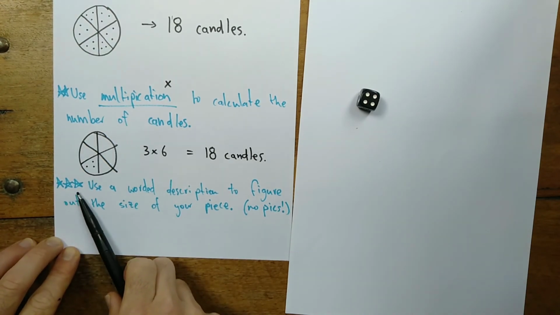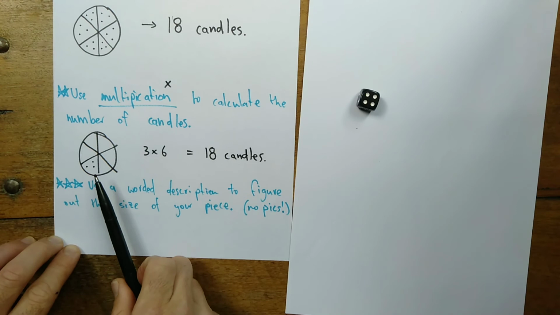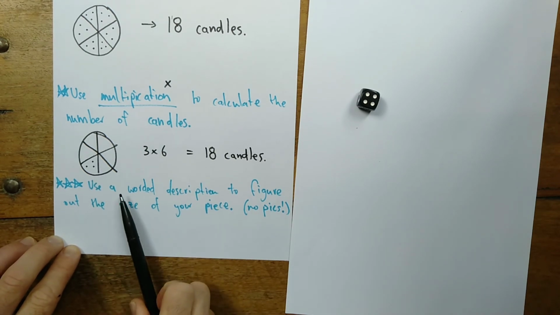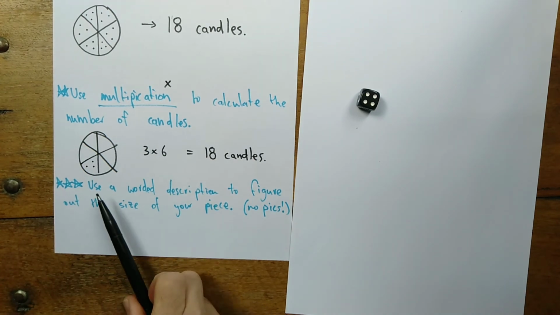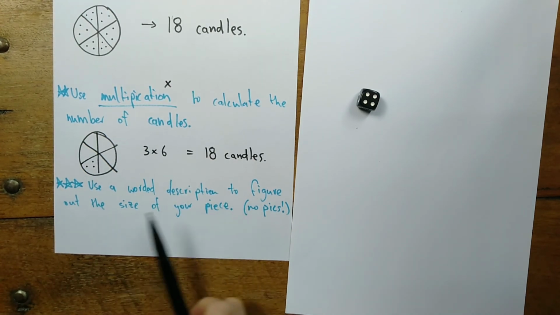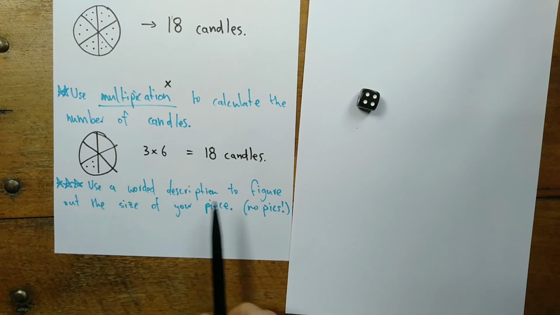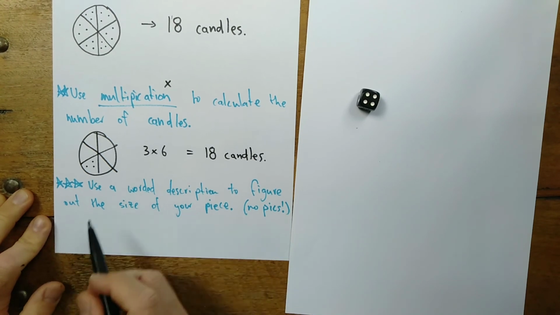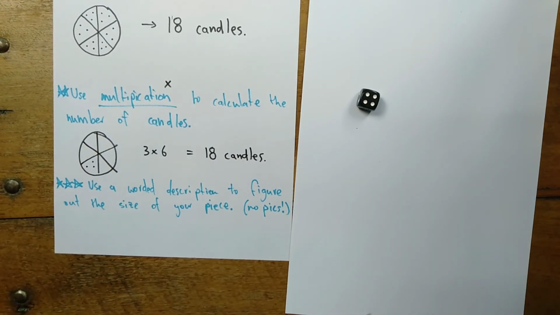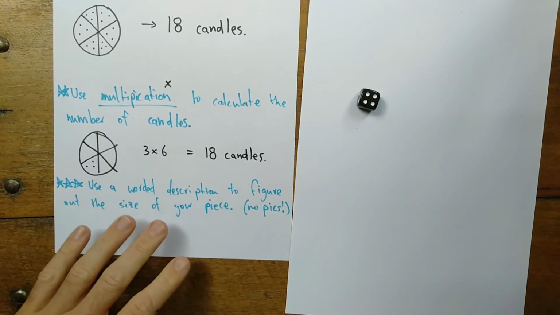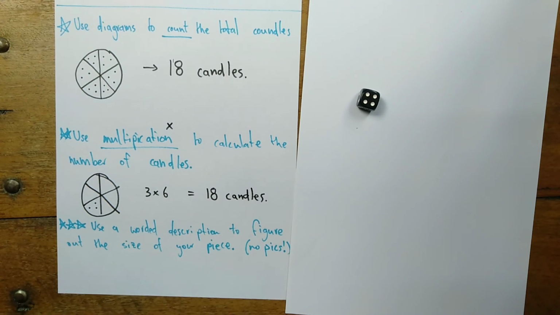At level 3, you're not going to have a picture to use. So you're going to have to imagine that situation in your head. You're going to use a worded description of the birthday cake to figure out the size of your piece. So instead, they're going to describe the whole cake, and they're going to ask you to figure out how big your piece is, which will pose you a few more challenges in doing that all mentally.